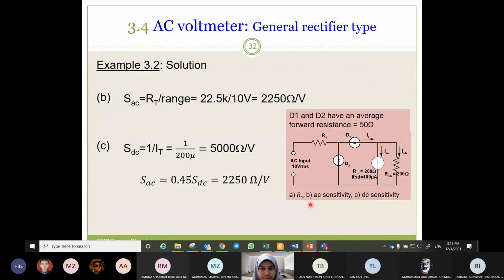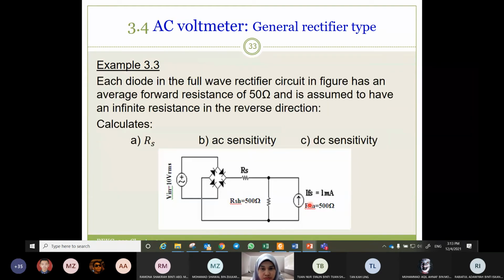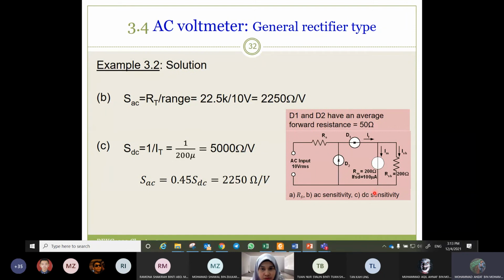Doktor, kalau RM dengan RS tu tak sama, nak buat macam mana? Not necessarily it will be the same. So you just make it parallel. Lepas tu kalau tak sama, mesti I dia pun lain kan? Nak cari I tu macam mana pula? So how to find I total?